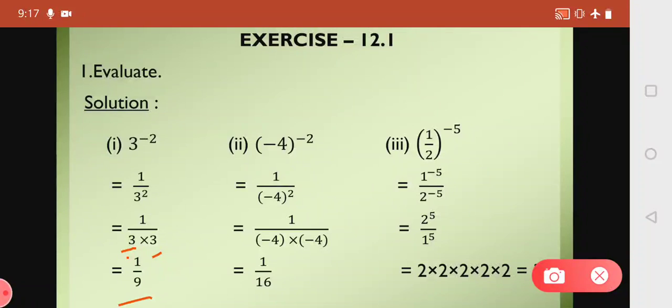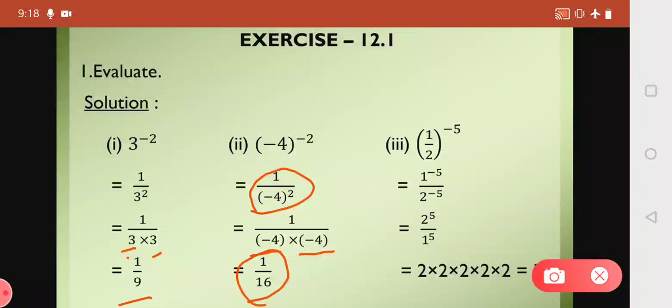Next, question number 2, minus 4 raised to minus 2. Again, we write the reciprocal of it, that is equal to 1 upon minus 4 raised to 2. The negative power becomes positive. That is equal to 1 upon minus 4 multiplied by minus 4. We split the power, that is, 2 times we will multiply minus 4. That is equal to 1 upon 16. Yes, because 4 4s are 16 and negative multiplied by negative becomes positive.